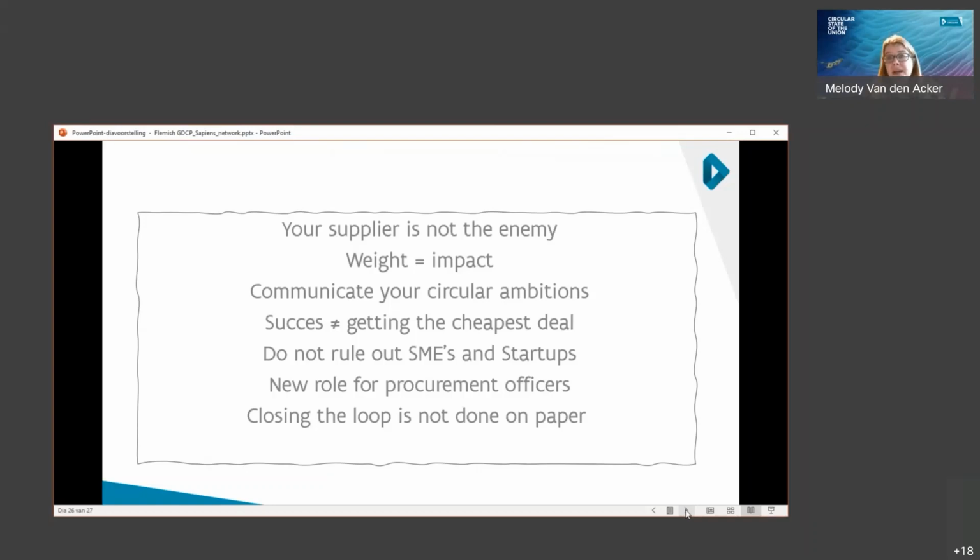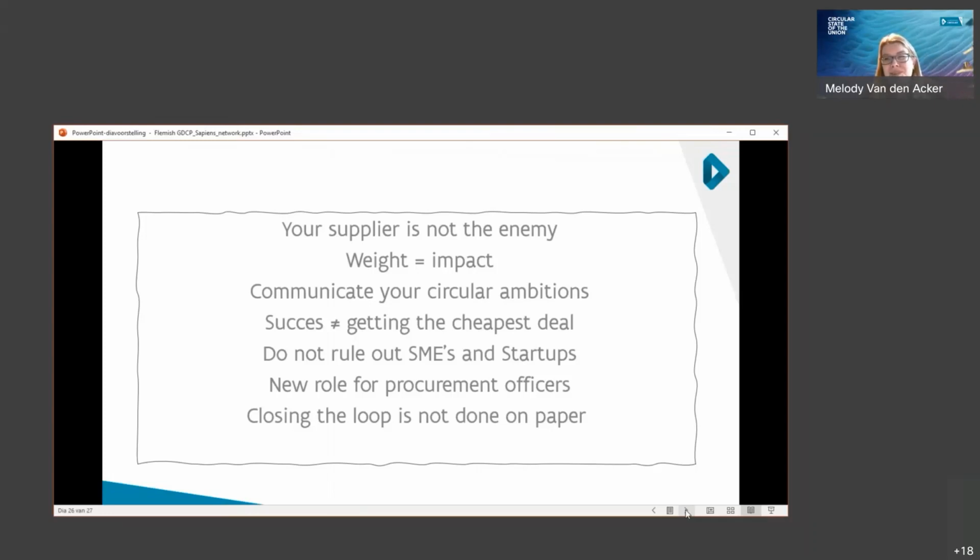Because obviously these suppliers know best what is possible already. Another important takeaway is the weighting of your criteria. If you don't put enough weight on it, you could put in a lot of effort and time in making this happen, and in the end it won't matter, because all the other criteria weigh much heavier, and you could end up with a supplier that doesn't take your circular or sustainable criteria into account at all. So it's really important to think about it and to put enough weight on your criteria.